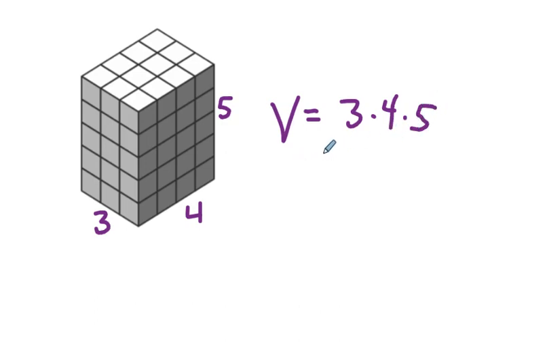Now let's take a look at this one. So this one is 4 long and 3 wide. And let's see the height, 1, 2, 3, 4, 5. The height is 5. So our volume for this one is 3 times 4 times 5. So 3 times 4 is 12, and 12 times 5 is 60. So the volume of this rectangular prism is 60 cubic units, or units cubed.